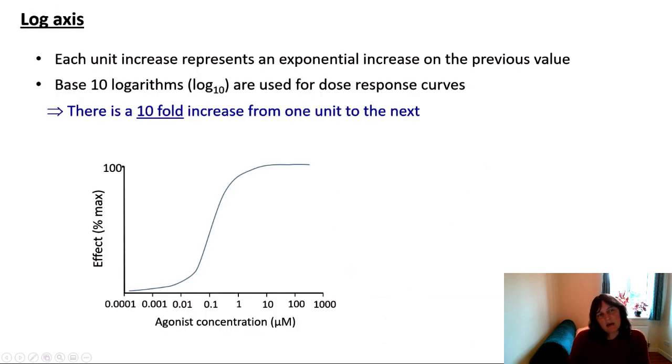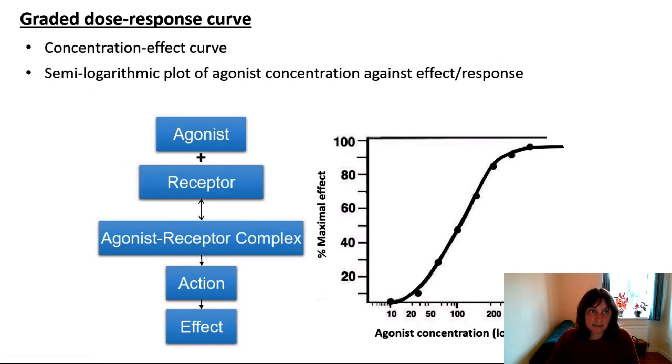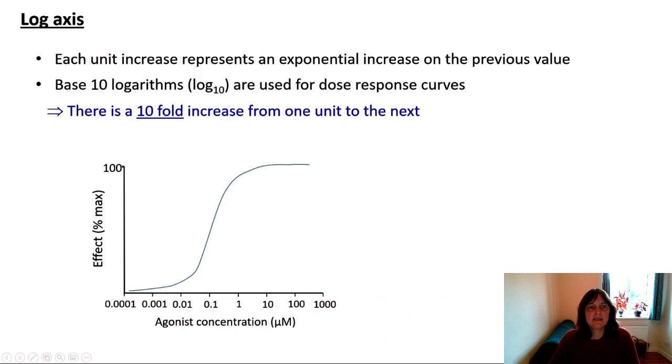I'm just going to say a little bit now about log axes because sometimes some students can find log axes and interpreting them a little bit difficult. So when we're looking at these concentration effect curves, as I said, it is semi-logarithmic, and the reason that we usually plot it logarithmically is because it stretches out that middle section of the graph, which is the area that we're most interested in, and it makes it easier to read and interpret the results from these curves. So it stretches out the data so we can see that linear section more clearly.